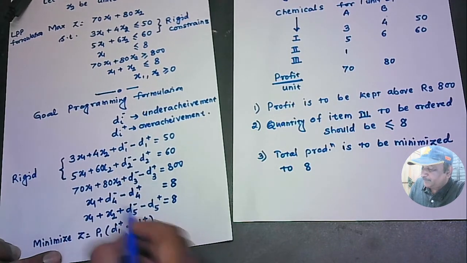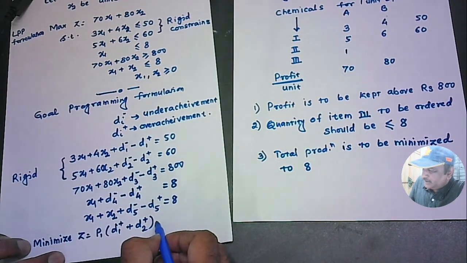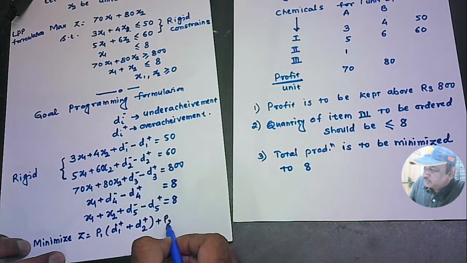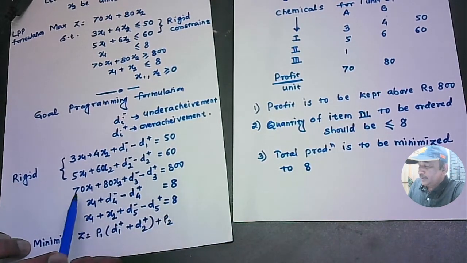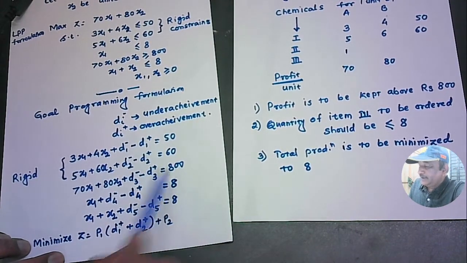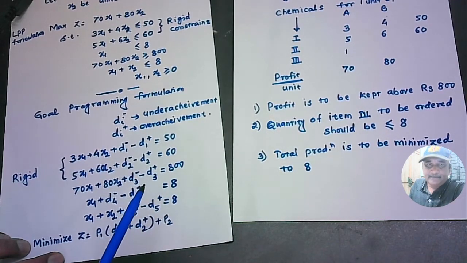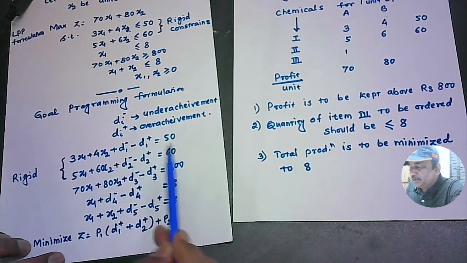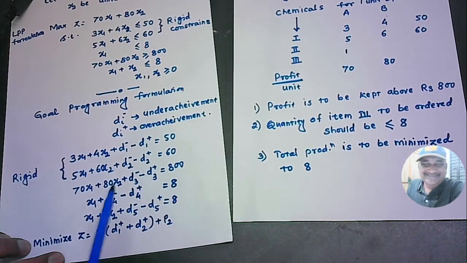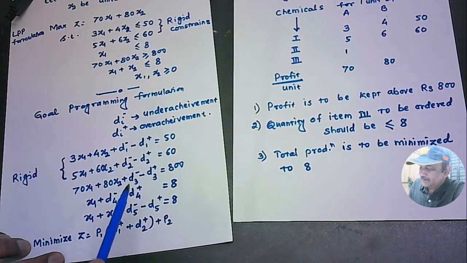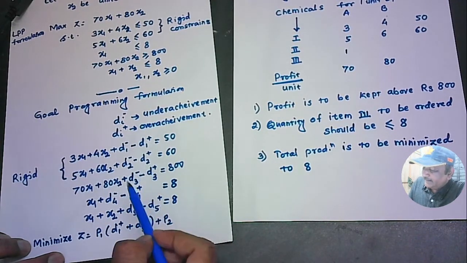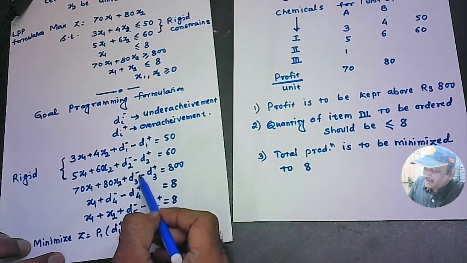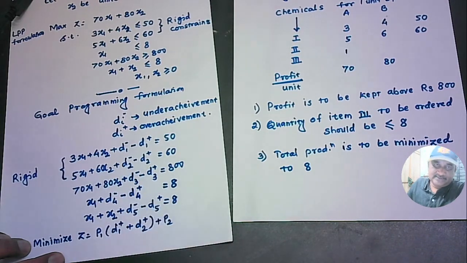Now your second priority goal is indicated by P2. Now in P2, you know that you need a profit of 800. So you don't need a profit of less than 800. Less than 800 will be indicated by some value of D3 minus.